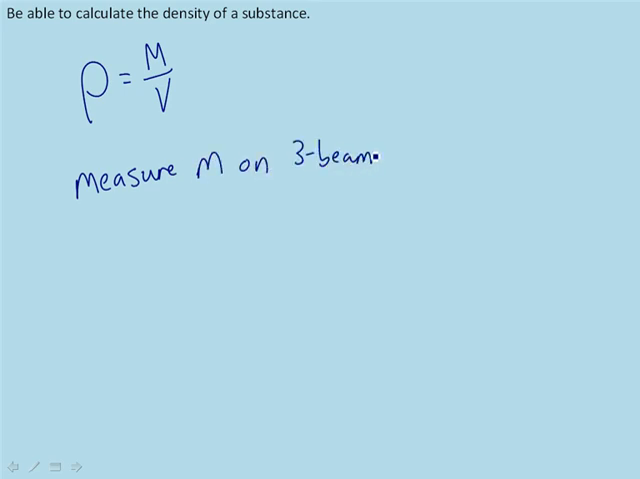Be able to calculate the density of a substance. This could either be practical or written. So the density of a substance is defined as the mass over the volume. You can measure the mass on a triple beam balance. And you can measure the volume by displacement.